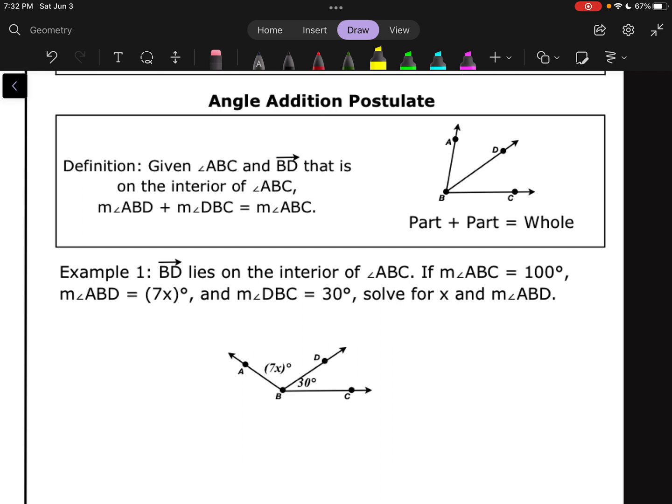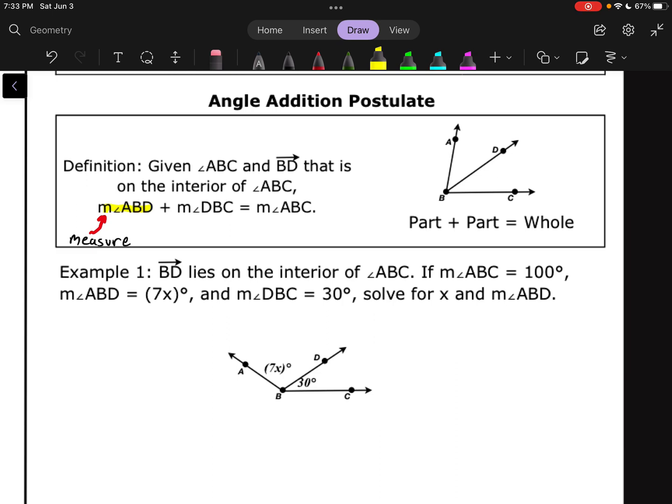Now, first of all, that little M in front, if you see that, it is referring to the measure. It's talking about how many degrees it is. This is kind of like when we were talking about segments: if there's no segment symbol above it, it's talking about the measure of it. This is how we do measures with angles. So what on earth is this saying?